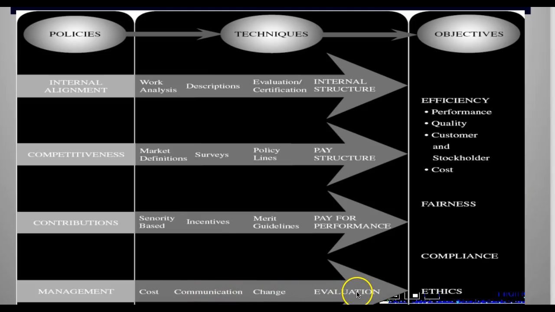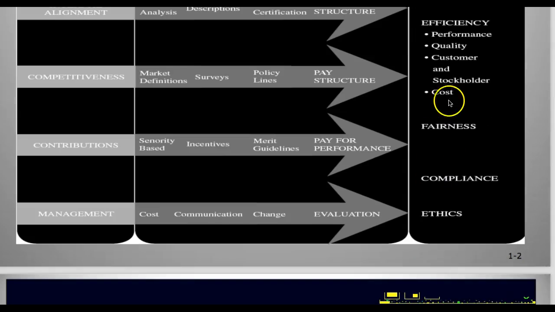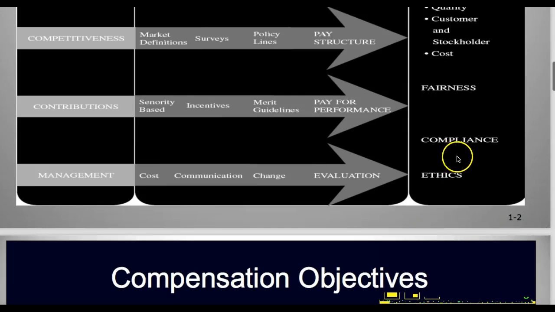Ultimately, all of these arrows result in your objectives, which comes down to efficiency, performance, quality, customer service, and you can see that fairness, compliance, and ethics are all built into this model, and these should ring a bell to you as the basis of the analysis process.